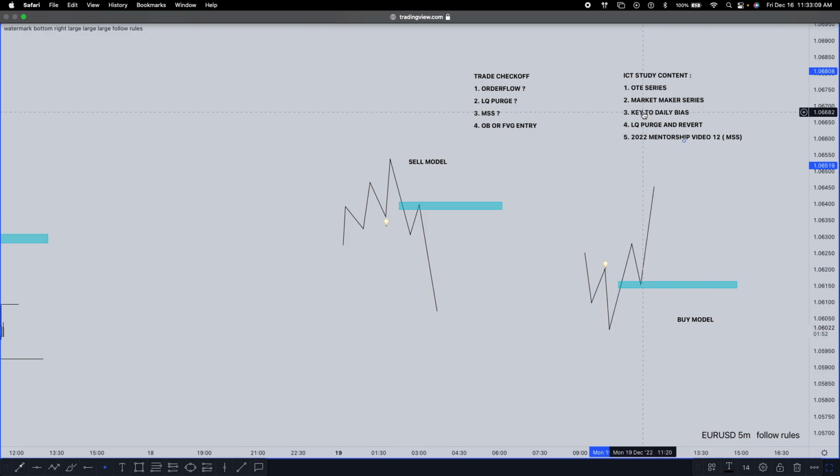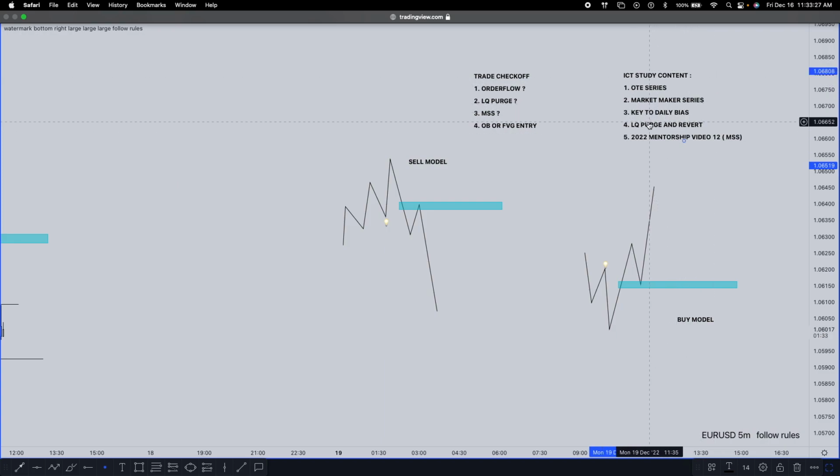And third was my key to daily buys. This is one of my best videos from ICT, learning how to get the daily buys, learning how to read the daily buys, learning to understand what direction that daily chart is moving in, learning how to do analysis on the daily time frame, and then translate that to the 15-minute, 1-hour time frame for intraday trading.